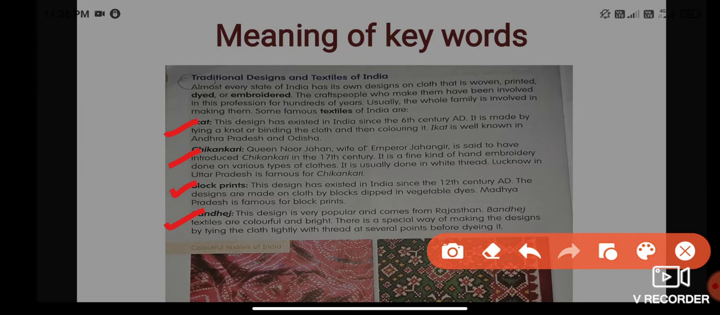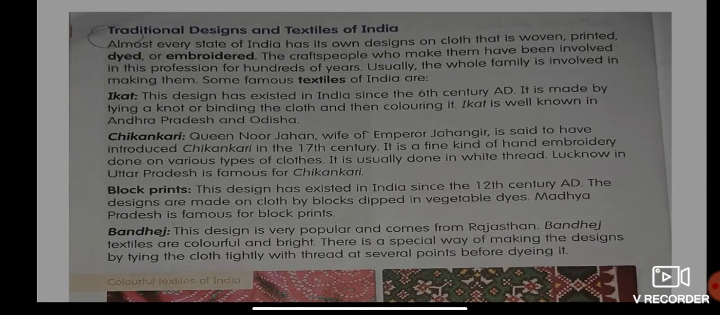So ikat means, see, some famous textile of India are this design ikat. First of all, ikat, okay, one. This design has existed in India since the 6th century AD, okay. It is made by tying a knot of binding the cloth and then coloring it. Ikat is well known in Andhra Pradesh and Odisha.